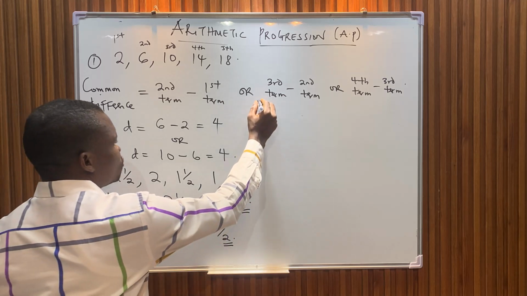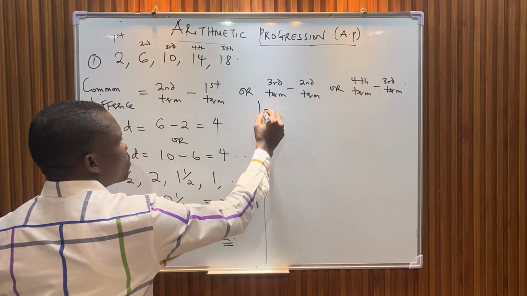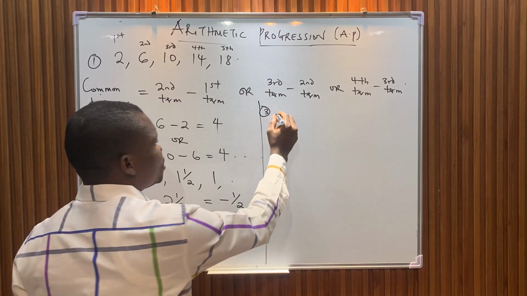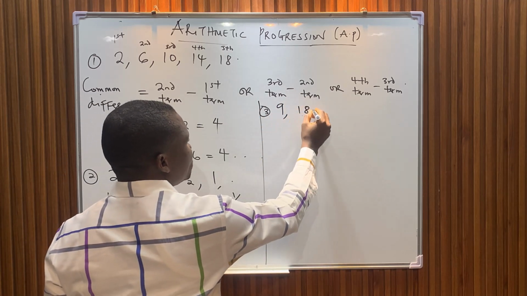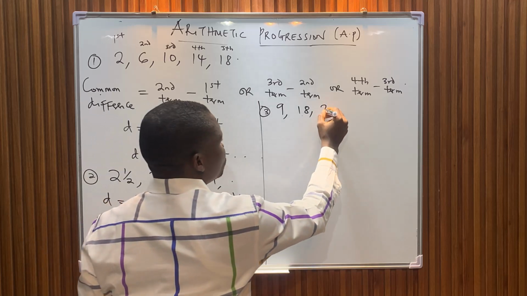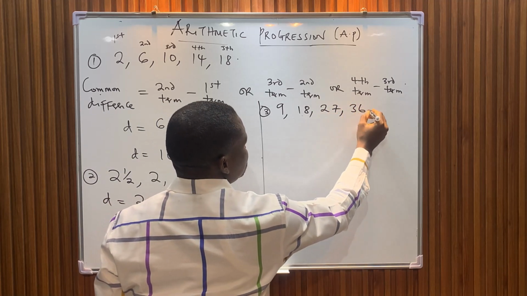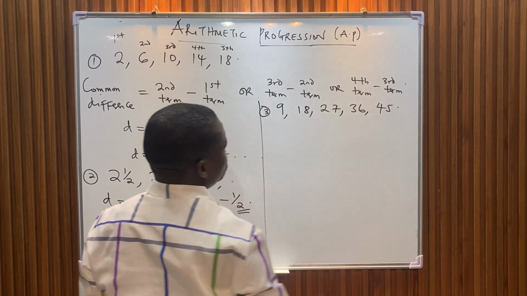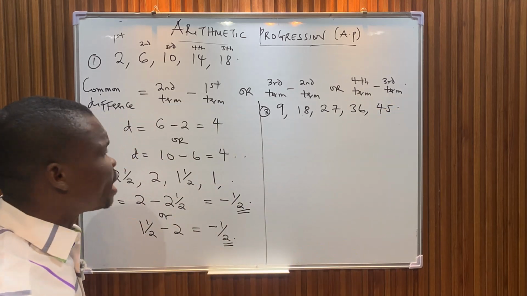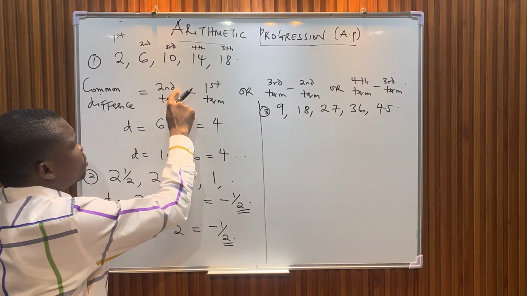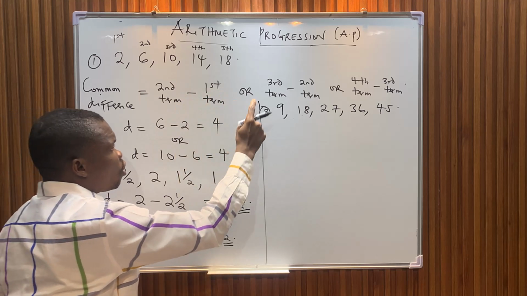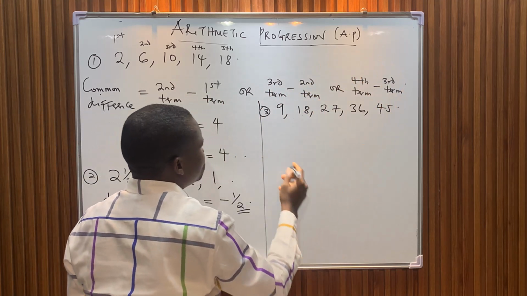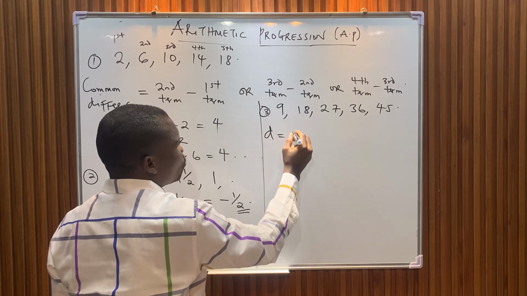Now, the last question, number 3. The question is to find the common difference of the arithmetic progression 9, 18, 27, 36, and then 45. Okay, so what's the common difference? Remember the formula. The common difference is second term minus first term, or third term minus second term, or the fourth term minus the third term. So the common difference here is what?